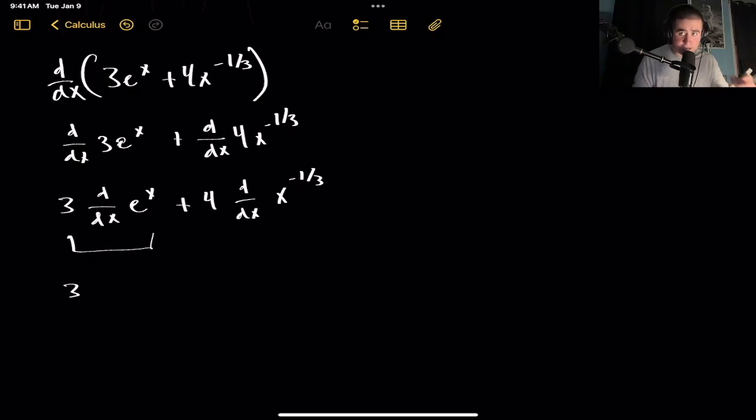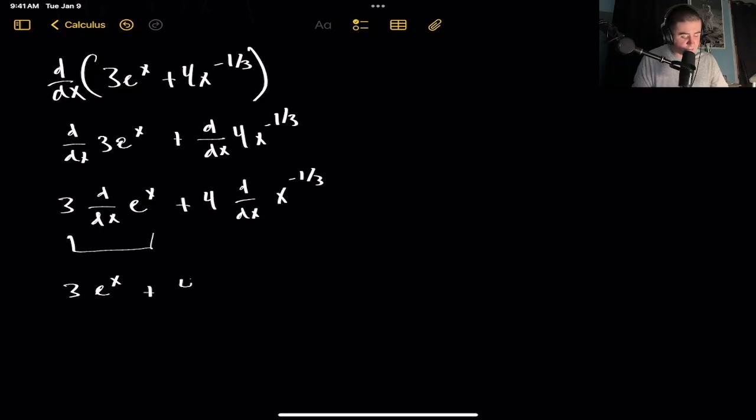And all right, so both of these are going to use the constant multiple rule. We'll just factor out the coefficients here. We have 3 times the derivative of e to the x plus factor out the 4, and then take the derivative of just x to the power of negative 1/3. Okay, so for the first term, we're going to have 3 times, and the derivative of e to the x is just going to be e to the x.